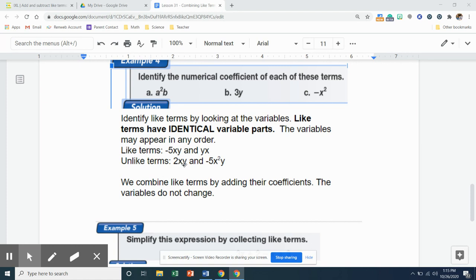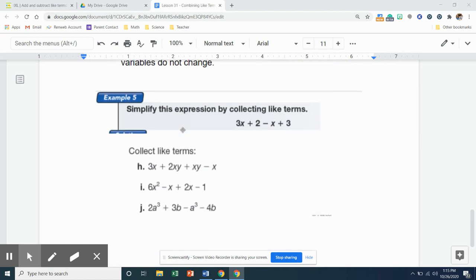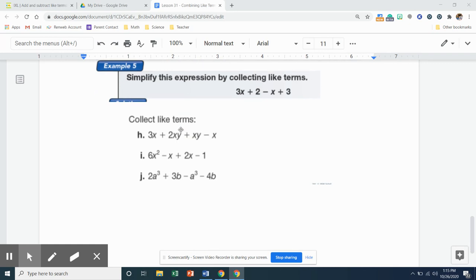Here we have an xy and an x squared y. That is not a like term. That's an x and an x squared. They're different. Remember, it has to be identical. So what we do is we call them collecting like terms. Remember, we're going to keep the variable the same and add the coefficient. And remember that coefficient is the number in front of the variable.